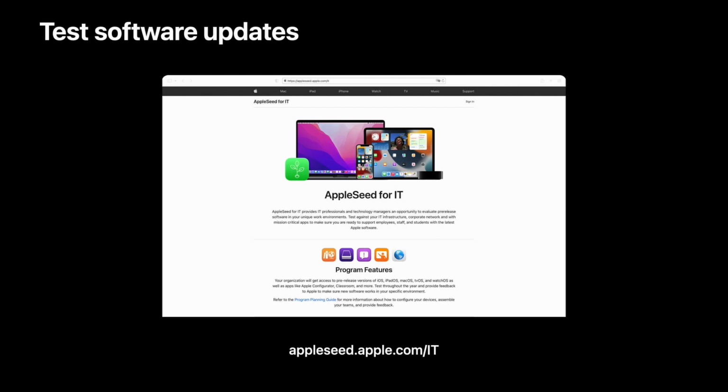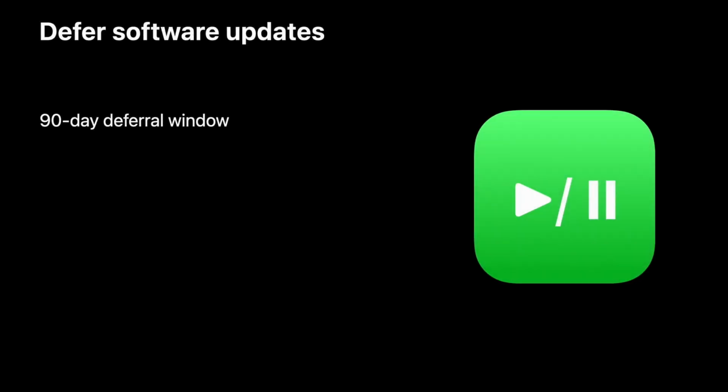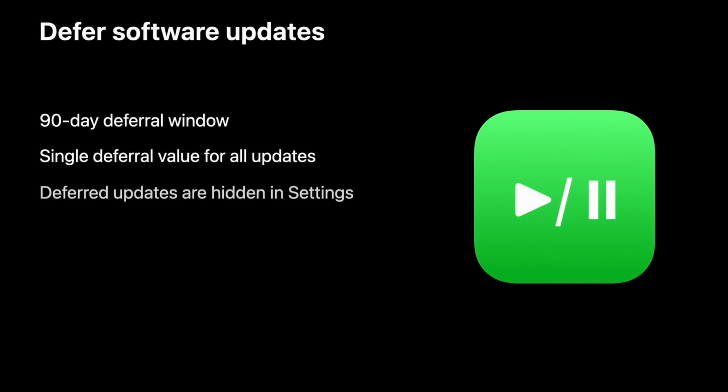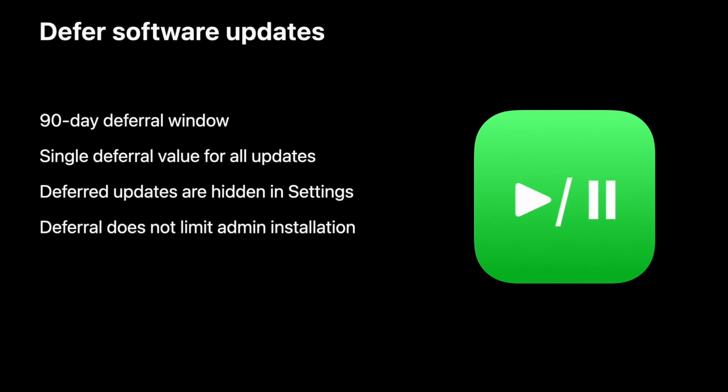If you require more time to validate the software update in your environment than the beta cycle, you can defer software updates for up to 90 days. On iOS and iPadOS, all updates have the same deferral value applied to them. Deferral means that updates that would otherwise be shown to the user in settings are instead hidden until the deferral window expires. Deferral does not affect the ability to update a device using MDM commands, Apple Configurator 2 or the macOS Finder. You can use MDM to install the latest OS or a specific OS version on your supervised devices even while the deferred update is hidden from the user.